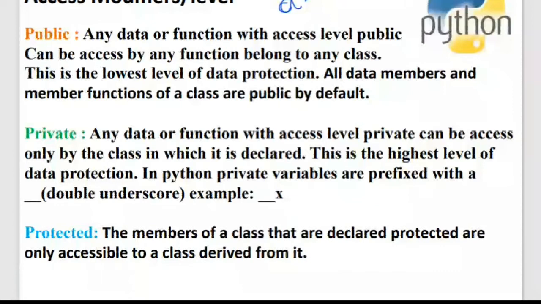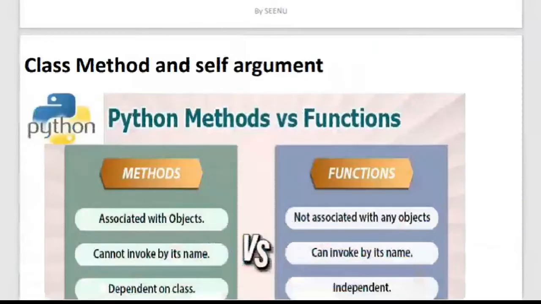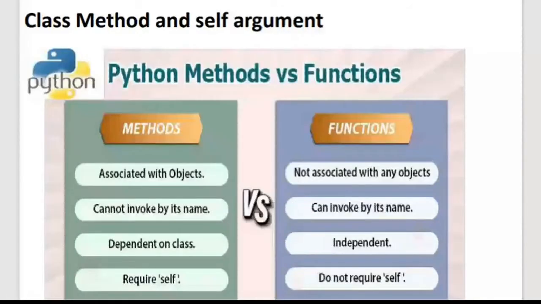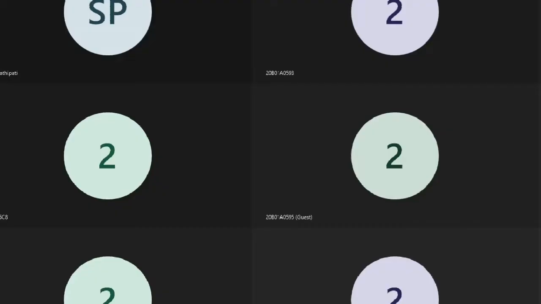In Java, you have one more access modifier, which is the default modifier, but here you don't have that. Now let us look into the concept of class methods and the self argument. Let me write a program for you, and then I'll come back to these functions.